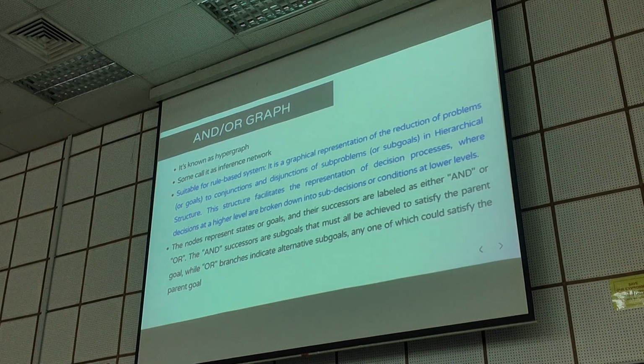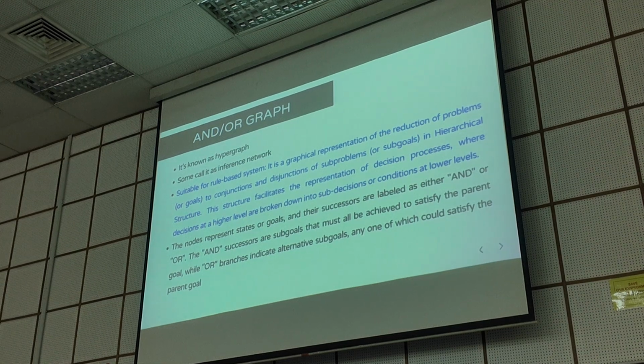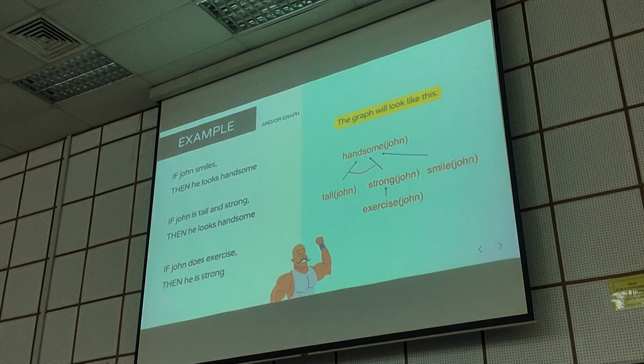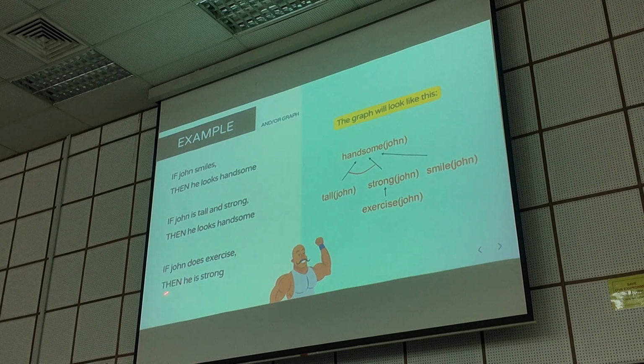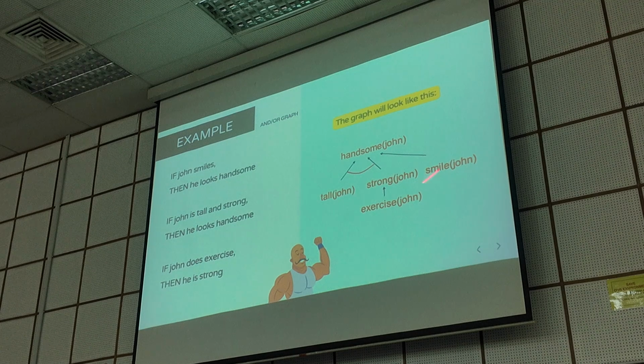Okay? Alright, so the third tool that we're going to use is called an AND/OR graph, also known as a hypergraph or so-called inference network. It's quite suitable for rule-based systems, because it's able to arrange the problems in a hierarchical structure. One of the examples is like this one. Assuming you have three different rules. If John smiles, then he looks handsome. If John is tall and strong, he looks handsome. And if John does exercise, then he is strong. So we have three different rules here, and this is how to form an AND/OR graph.